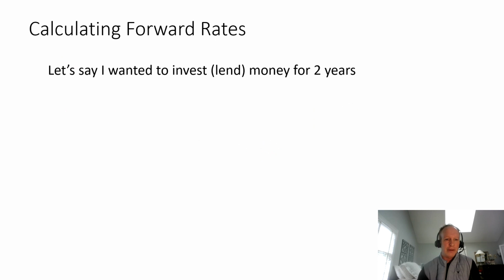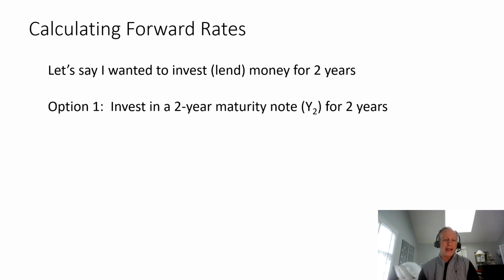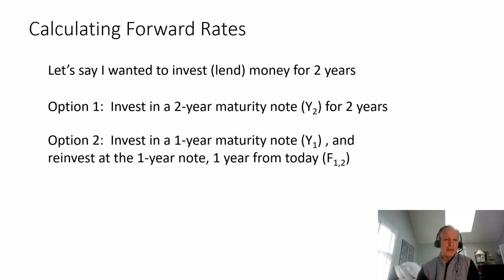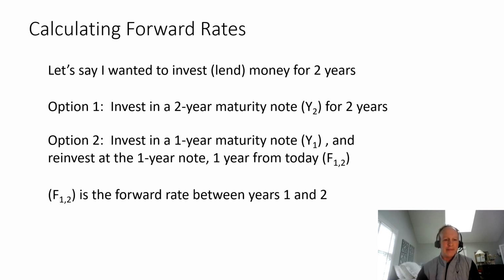So how are we going to go about doing this? Well, let's keep it simple. Let's say I wanted to invest money for 2 years. I have two options for doing that. Number one is I could just lock it in today and invest in a 2-year maturity note for 2 years. We'll pull up those rates again and see what that rate was, but that was 4.8%. Or option number two is I can invest in a 1-year note today and then reinvest at the 1-year note a year from today at whatever interest rate exists at that time. Now, our estimate of that note rate is going to be the forward rate. That's what our estimate is, and we're going to show you how to calculate that.